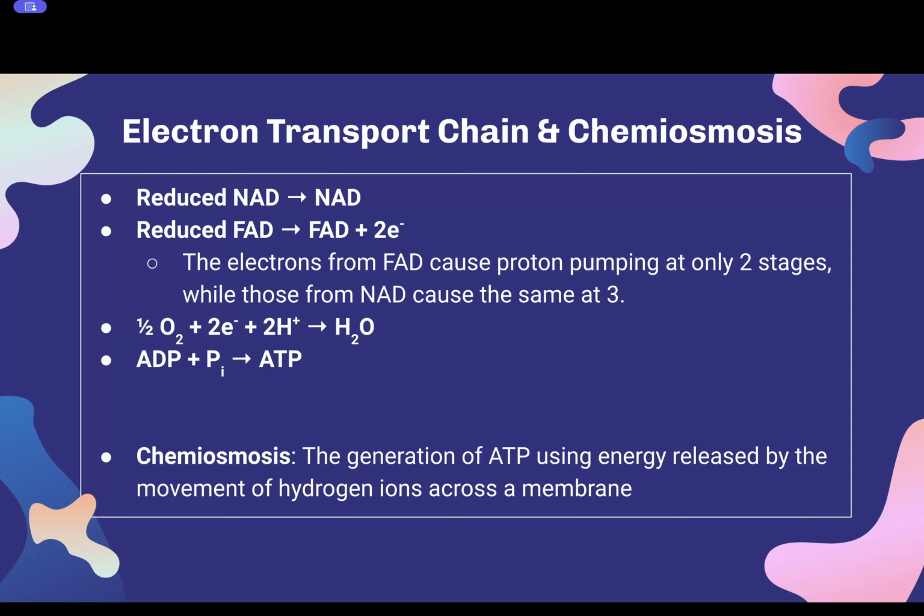So chemiosmosis, if you want a simple definition, is the generation of ATP using energy released by the movement of hydrogen ions across a membrane.